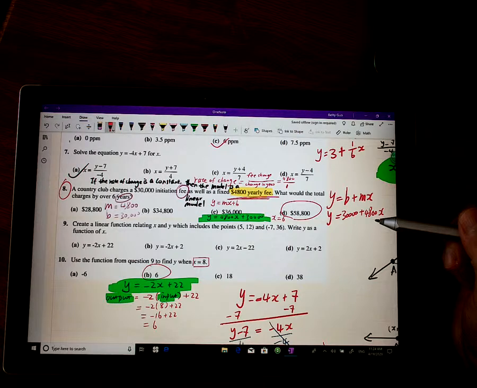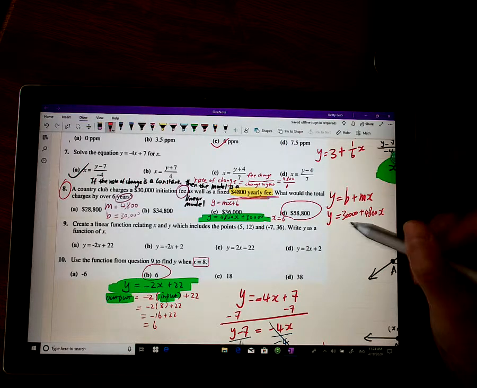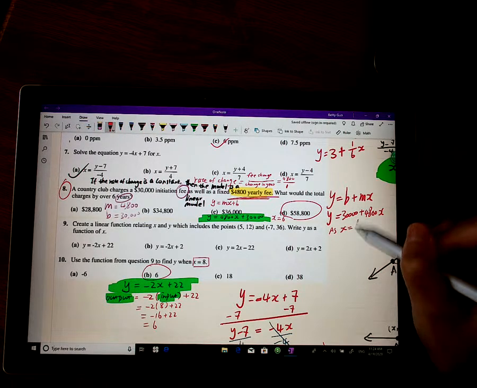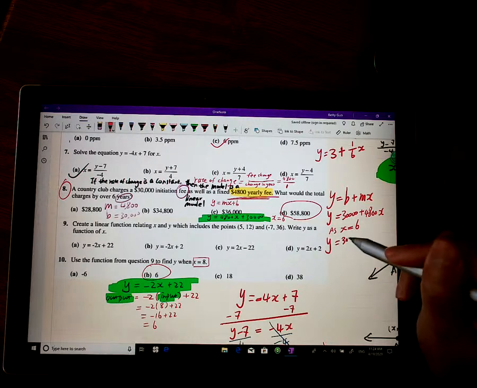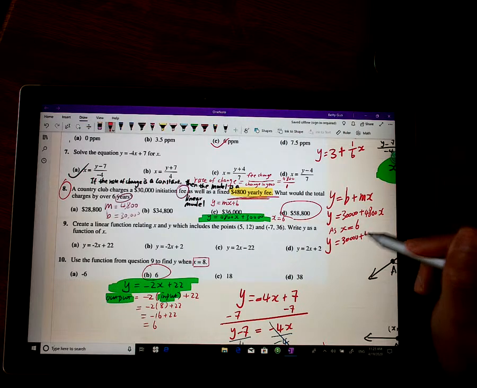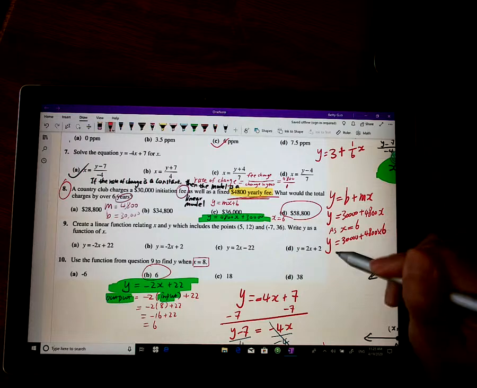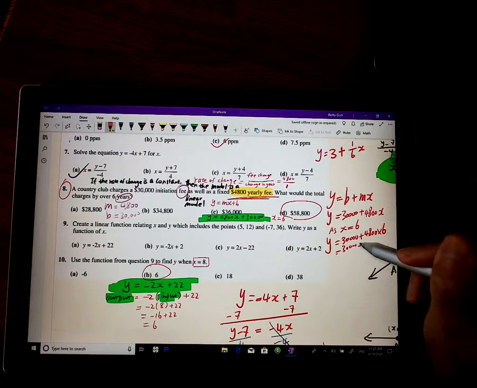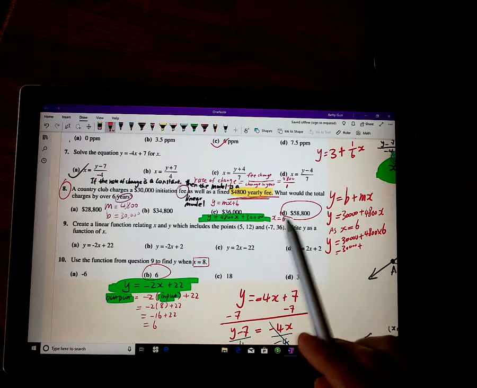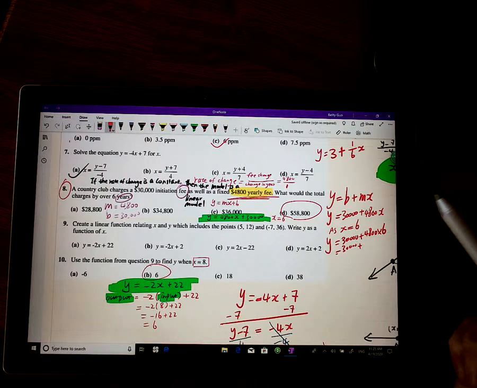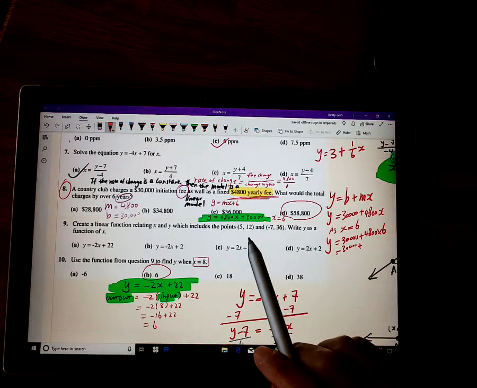And what are we looking for here? We are looking for what would the total charges be over 6 years. So as x equals 6 after 6 years, let's see your fee. y equals 30,000 plus 4,800 multiplied by 6. And you figure out the value, okay? I'll leave this for you to figure out. That is D.